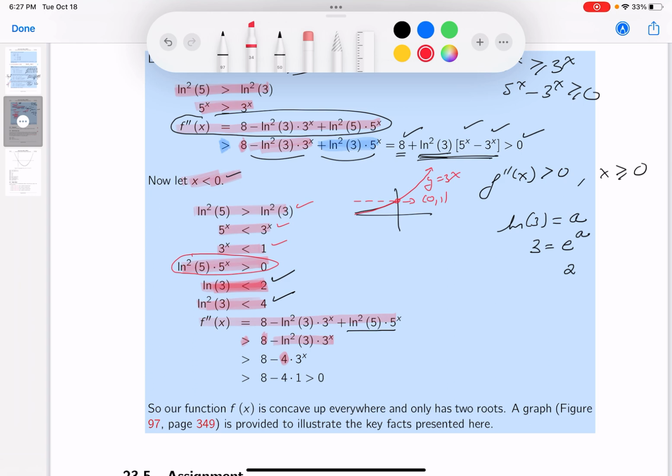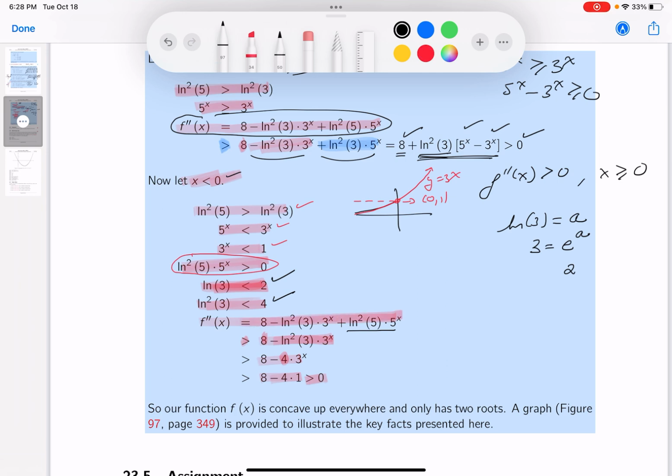Let's take a look at that, see if I did that right. This is the part I'm always thinking, I have to think through it. ln 3 less than 2. Let's see, e squared. I've got to be careful now. Yeah, it's greater. Let's keep going. And 3 to the x is less than 1, so this is greater than. And this is greater than 0. That means this is greater than 0, this is greater than 0, and this is greater than 0. So we just showed it.